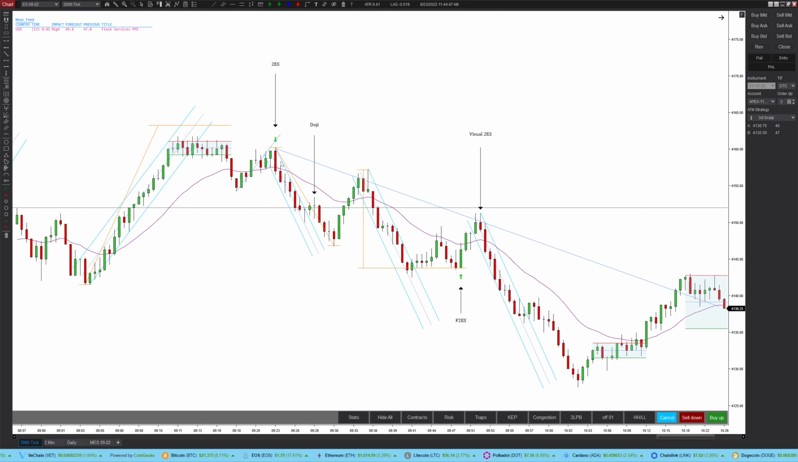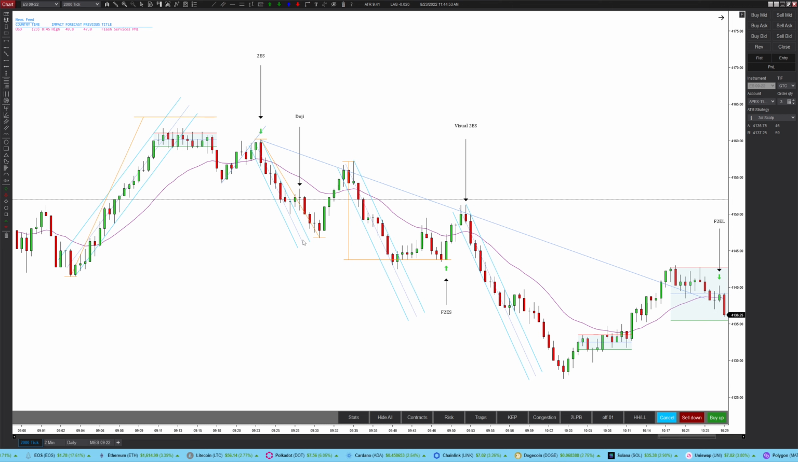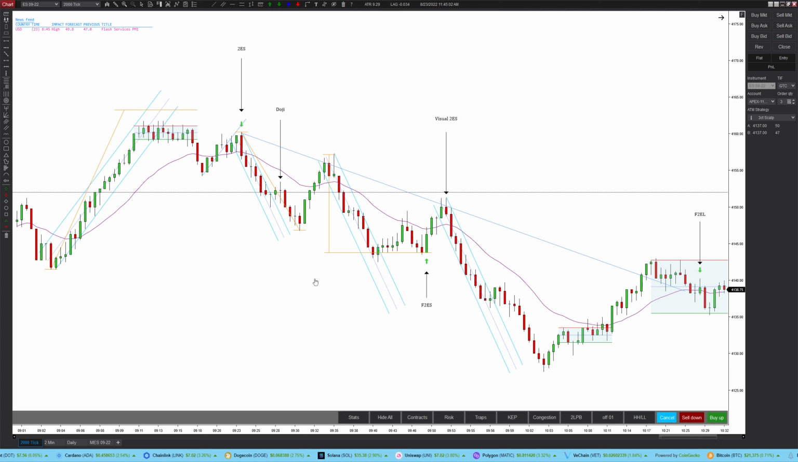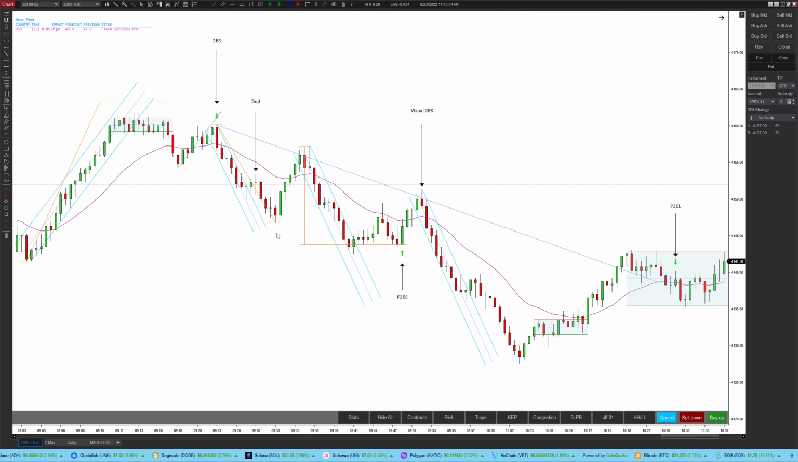I didn't take it, obviously. And then you have basically a second entry long here with a doji signal bar, and you also have a second entry short as well. Again, it's all a little congested. Dojis, I don't like that. I skip it. There's no setup here.